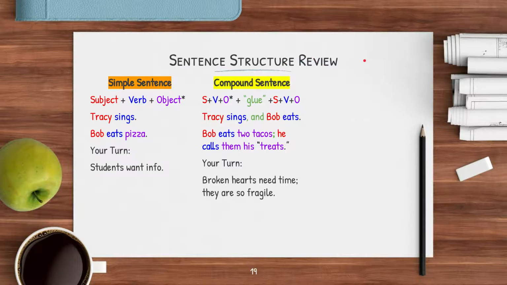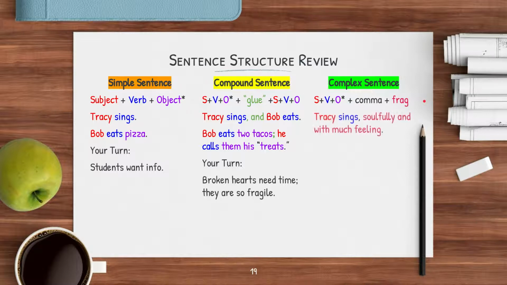Okay. The third type of sentence is called a complex sentence. This is when you have a simple sentence, subject and verb, or subject, verb, and object, a comma, and a fragment, an incomplete thought. Fragments are described as sentences or sentence parts that have something missing. So it might be just the verb and then the object is given, or it might be just the subject is given, etc. It depends on the situation.